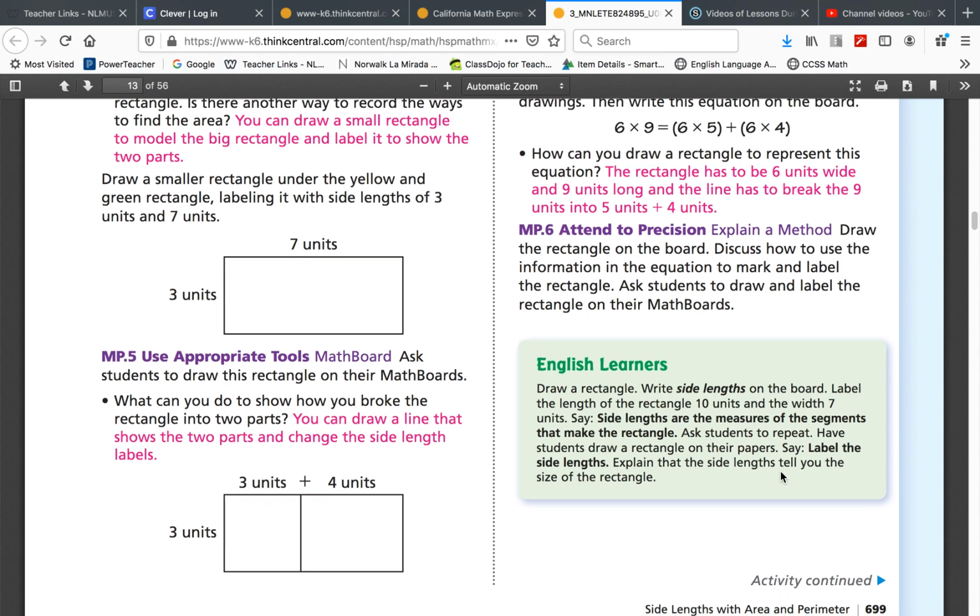That is math lesson part 2 for May 19th.